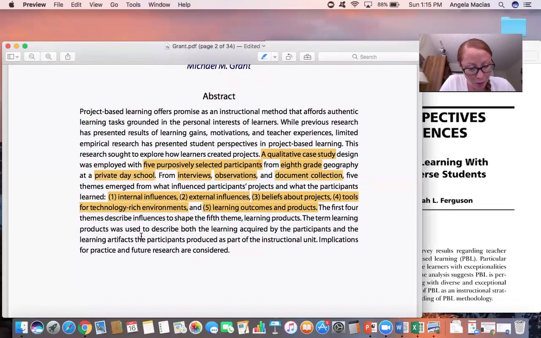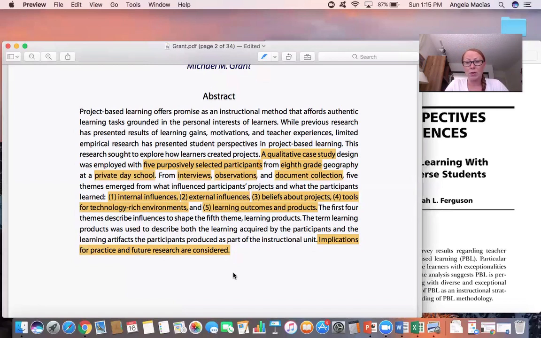The term learning products was used to describe both the learning acquired by the participants and the learning artifacts the participants produced as part of the instructional unit. Implications for practice and future research are considered. This is very important. This should always be included, especially in qualitative research, but it's usually in quantitative as well.